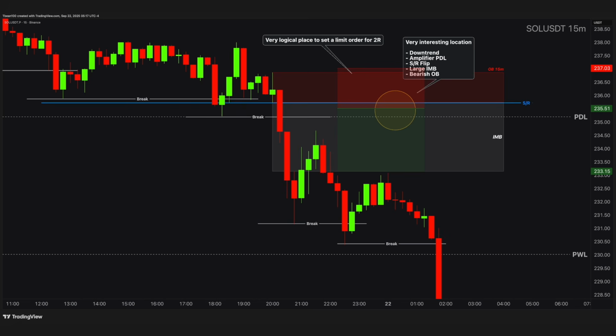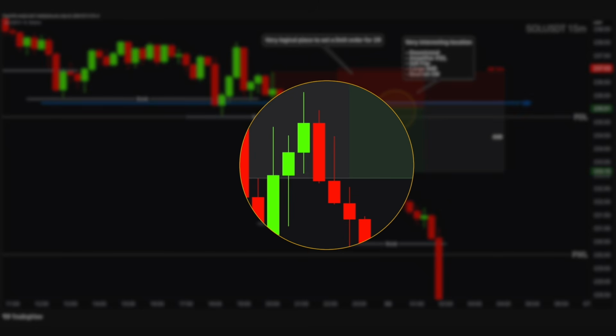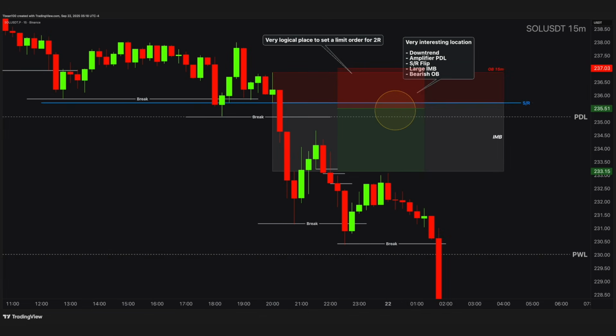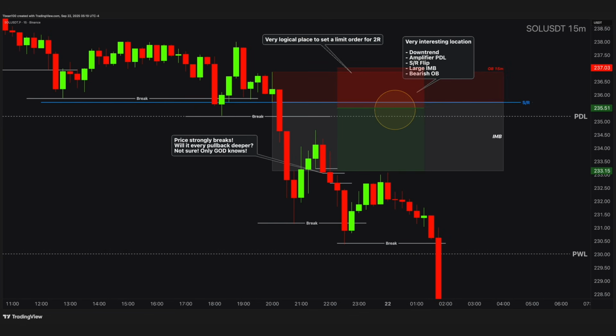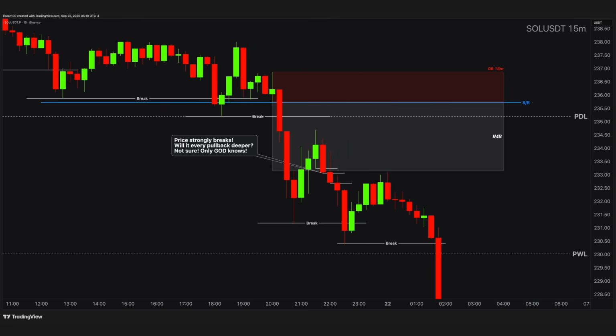But here is the thing. After just a small pullback, if you watched closely, price started to push down really strong, breaking through the lows of candles like this one. That tells me there's a good chance price might not pull back again, and sellers could be taking full control of the move one more time.